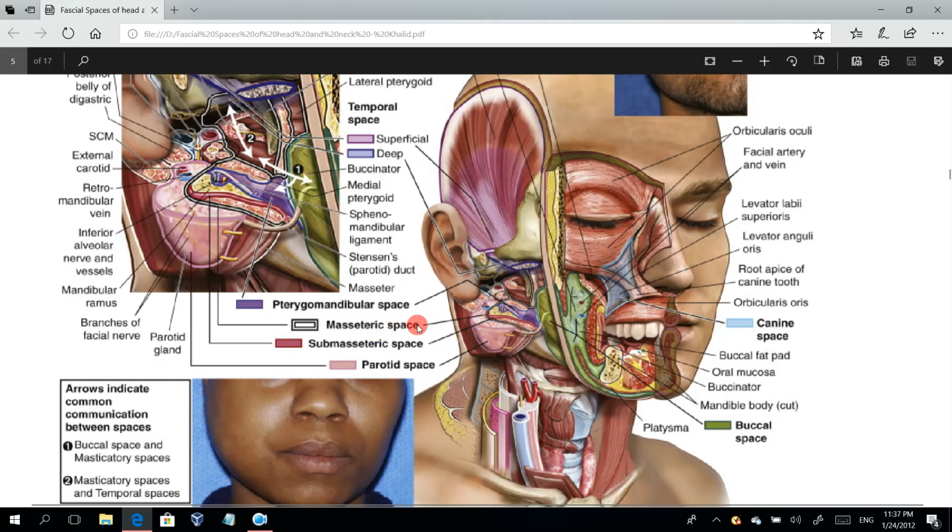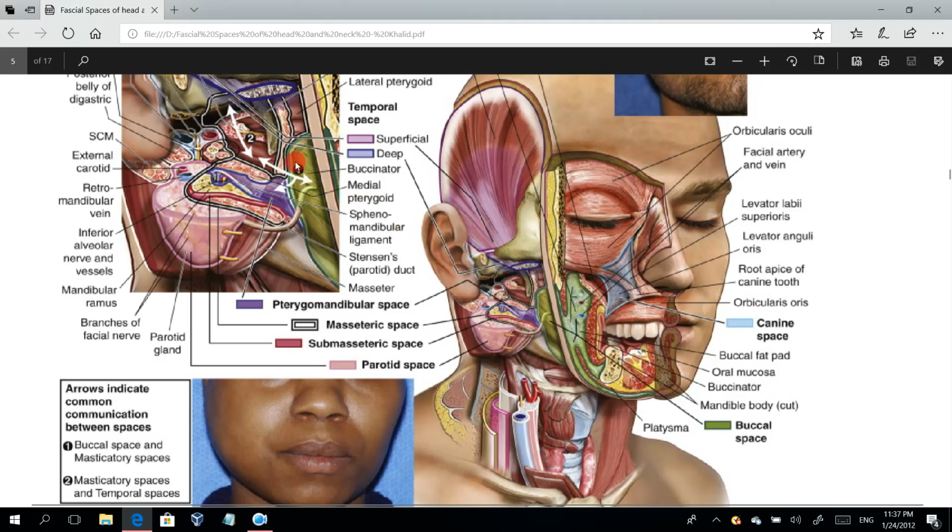And we have the masseteric space now, between the masseter muscle and the mandible. And also we have the pterygomandibular space between the pterygoid muscle and the mandible. We will discuss it, and this has the superficial and deep temporal spaces. Superficial temporal space, and deep to it we have the deep temporal space.